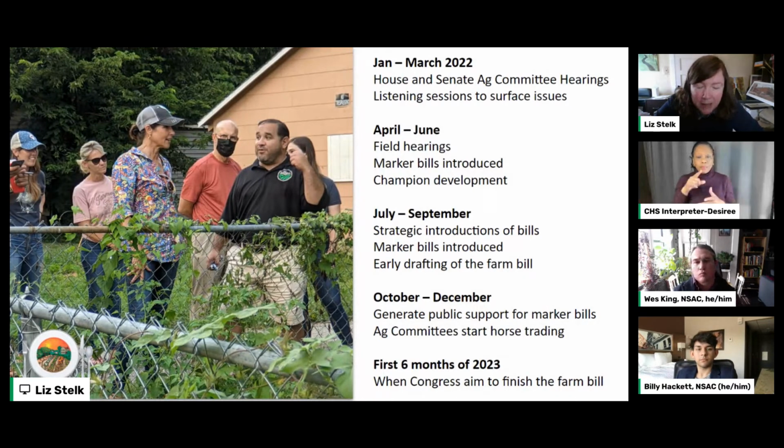Then we anticipate that the first six months of 2023 will be when Congress will aim to finish the Farm Bill and have a draft that they'll bring up to vote. So this is a bit of the timeline, and you can see there's some urgency. We're right in the middle of it right now. It's really important timing to work on the Farm Bill.